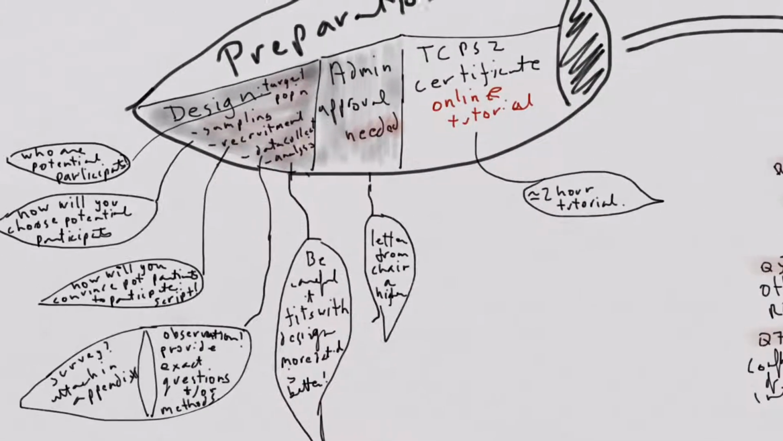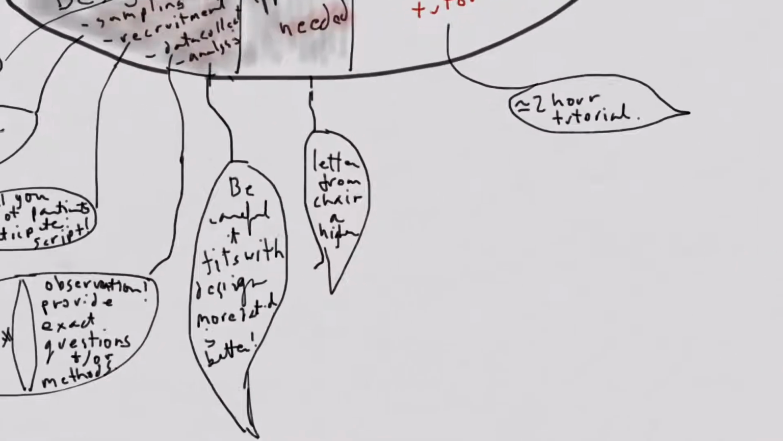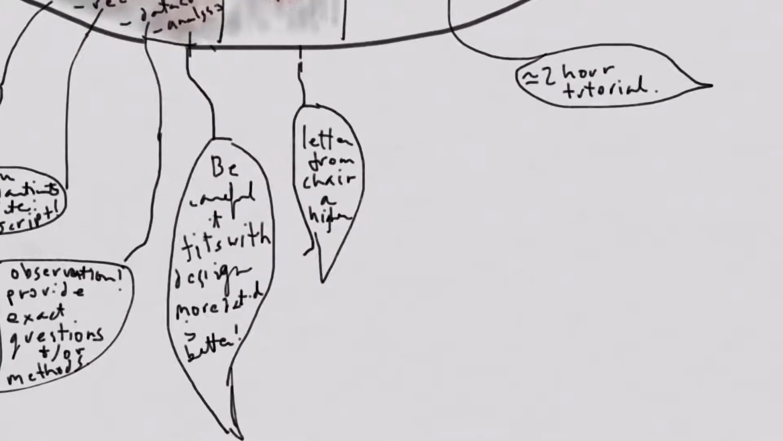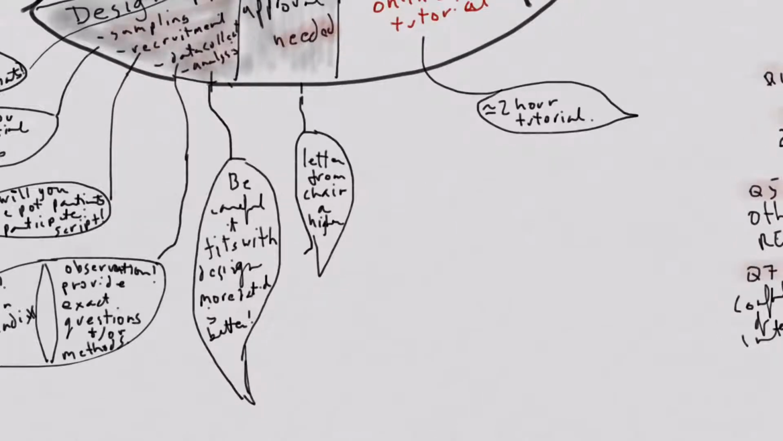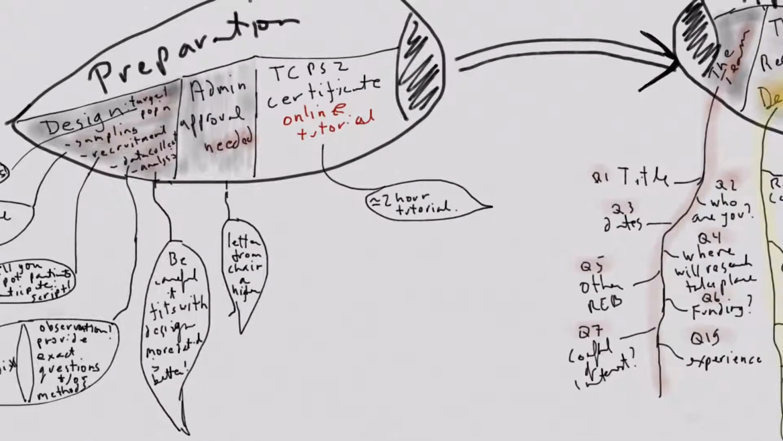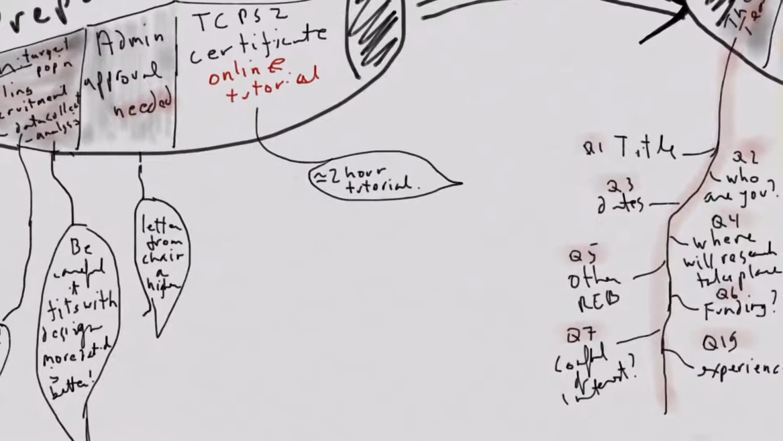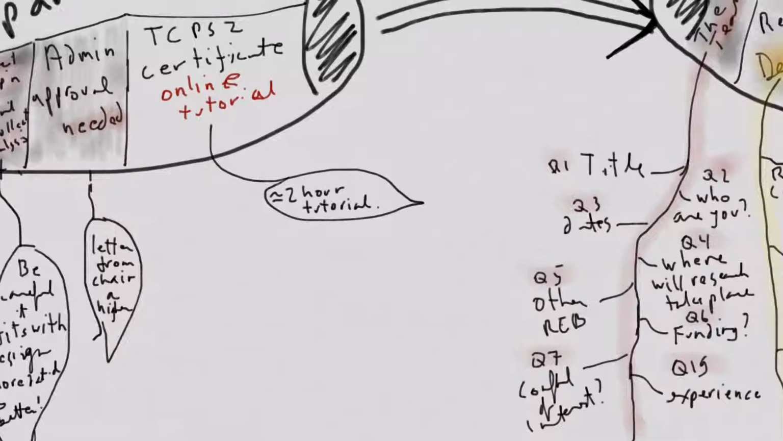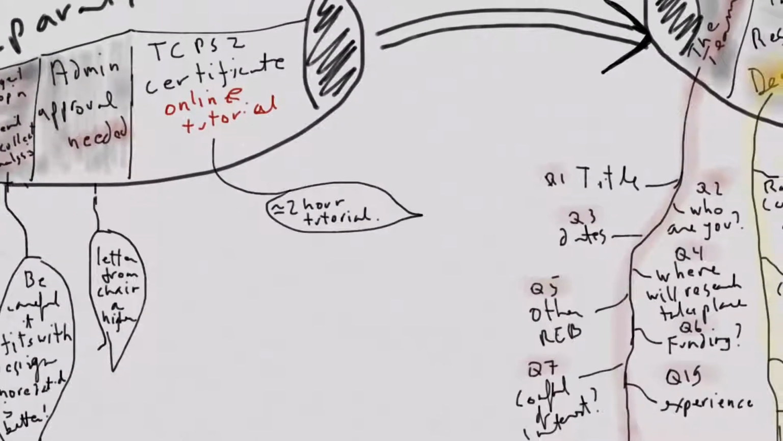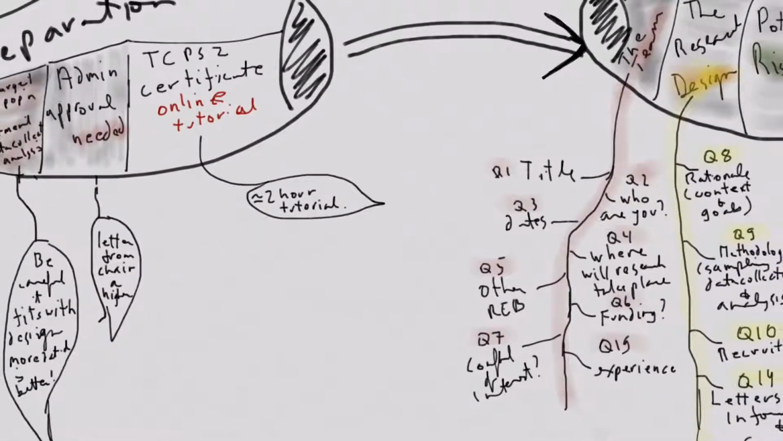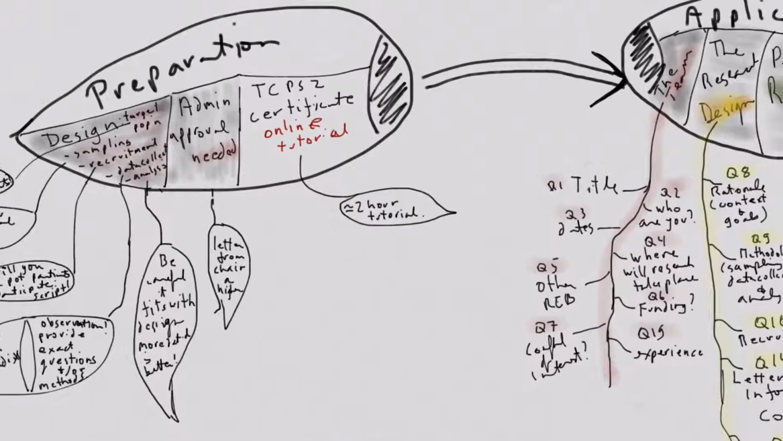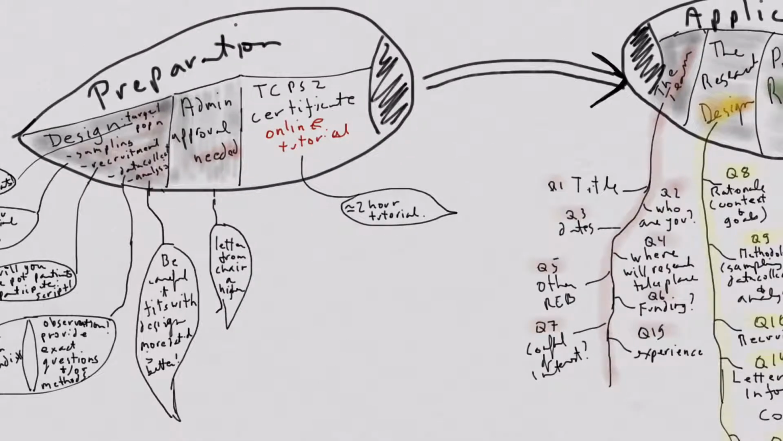Administration approval is needed, and usually a letter from your chair is sufficient, or perhaps from somebody higher up. Next, TCPS2 certification. It's a 2-hour tutorial, that's the official line, but I've had students in research methods courses I've taught who have taken up to 4 hours to do that, so it could take longer.